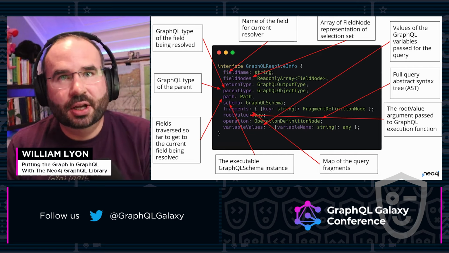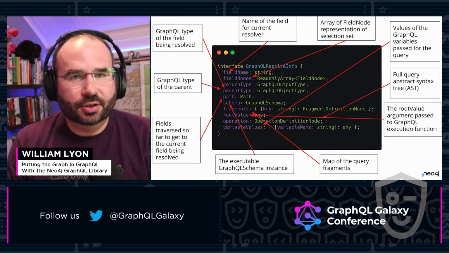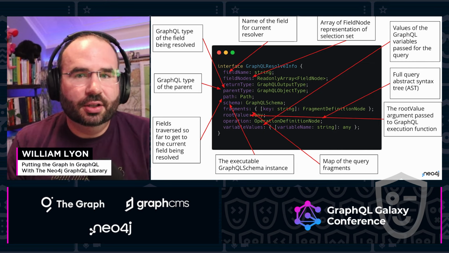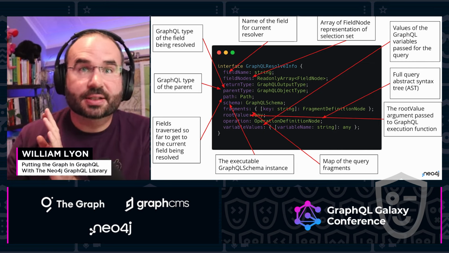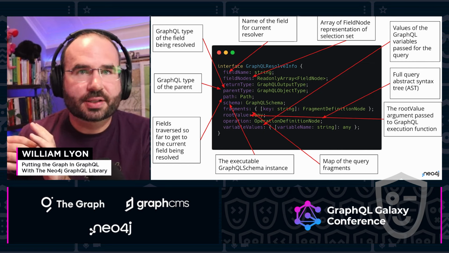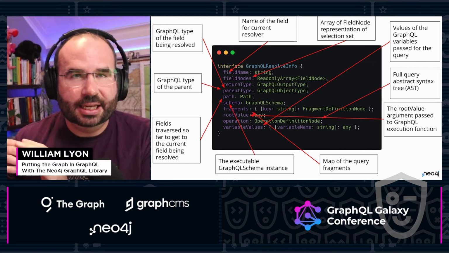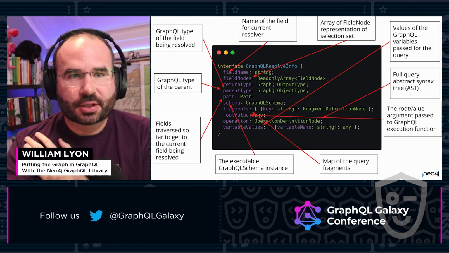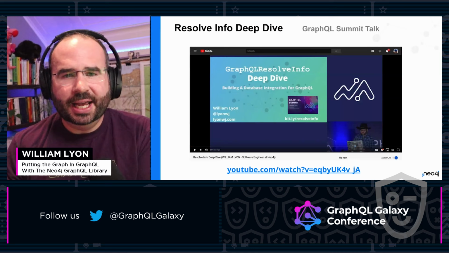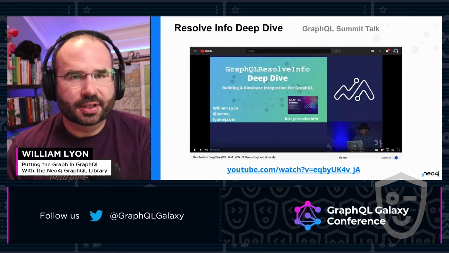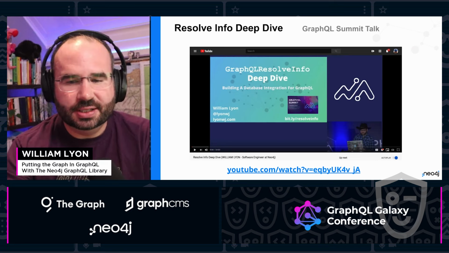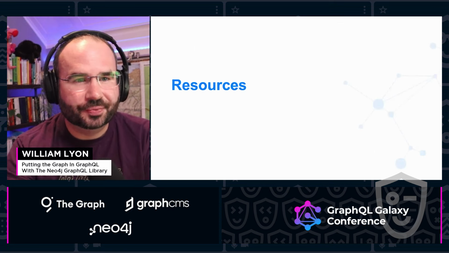And so basically what these database integrations do is inspect this resolve info object, look at the nested selection set for the query, and essentially iterate through that and generate a database query at the root resolver, which is a super powerful pattern. I gave a talk at GraphQL Summit about this a while ago, so the recording is there if you're interested in digging into that in a bit more detail.